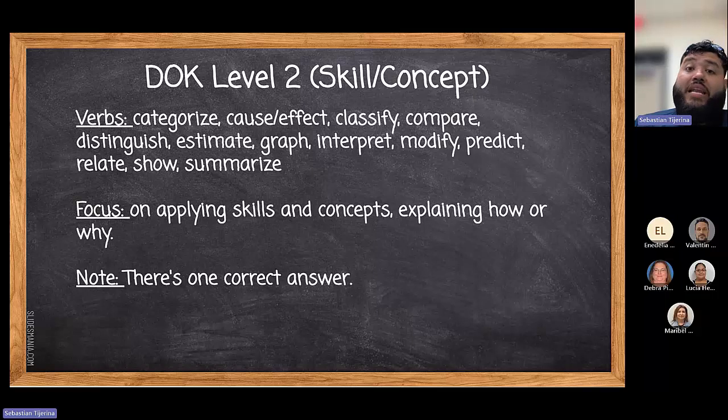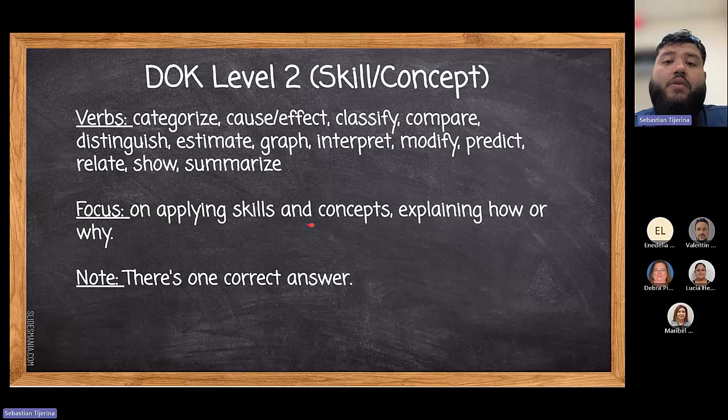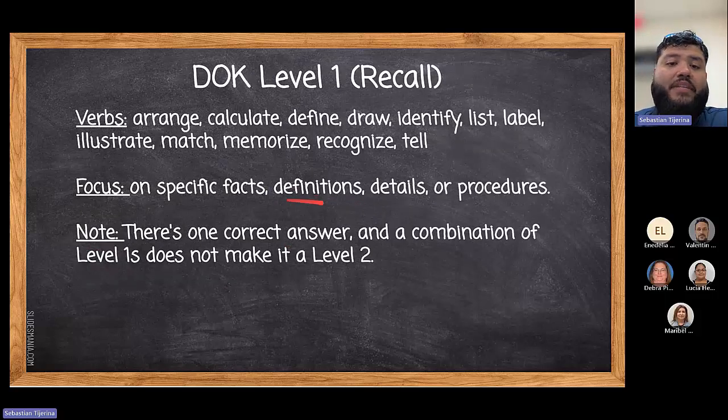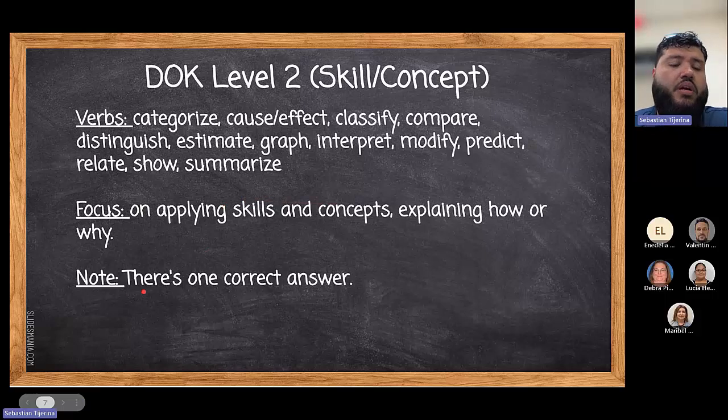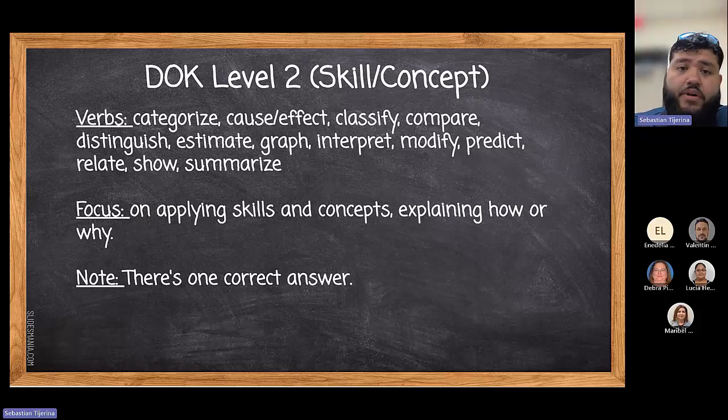Okay, so DOK level 2, now we have skill and concept. Now it's the application, right? So we have to categorize, we have to identify cause and effect, we have to classify, compare, distinguish. So now we have to basically describe a little bit, right? Interpret, modify, predict. We're going up a little higher in difficulty. Okay, our focus is going to be on applying skills and concepts, explaining how or why. So that's the change that we see here, how or why. So this is more explanation based. This is more just description, right? Explanation, description. Note, there is one correct answer. So there's still only one correct answer here. Usually in DOK level 2s, it's just the one correct answer, and that is that, right?